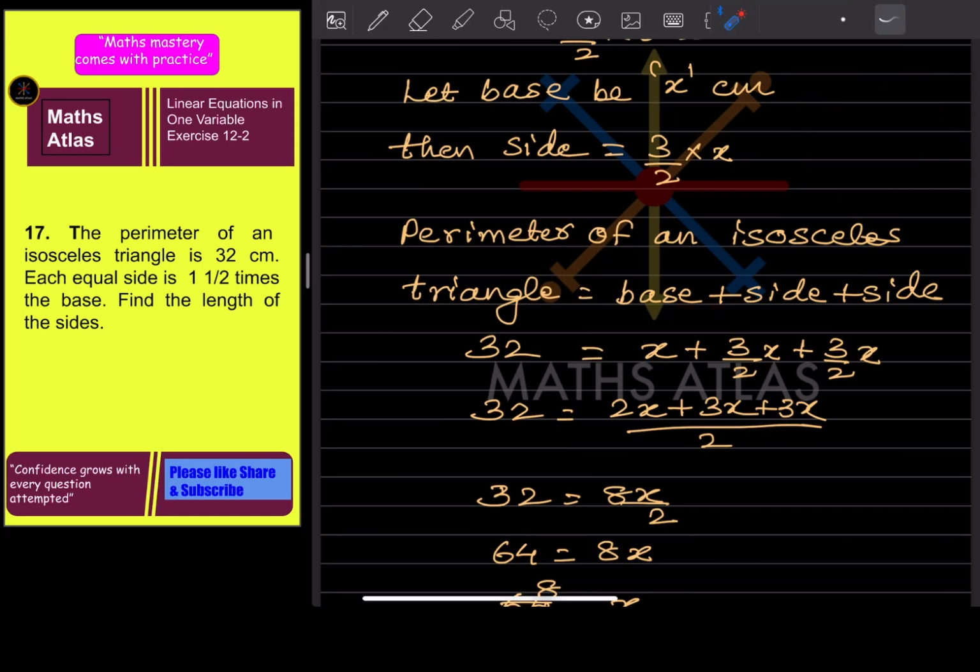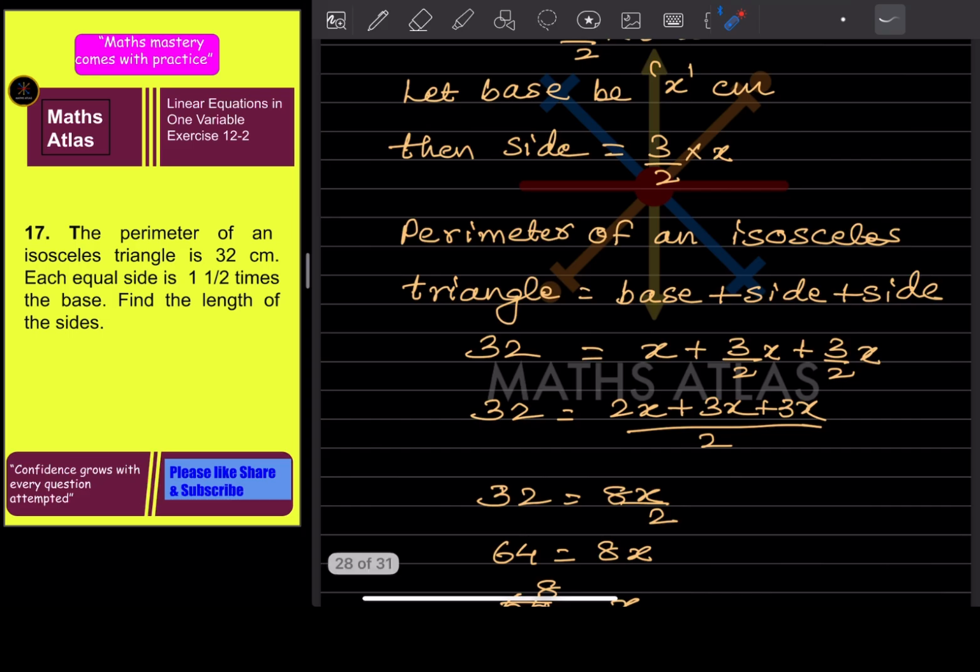We are given that 32 is the perimeter, so below this we write 32. The base we have considered as x, and the side we got as 3 by 2x. So x plus 3 by 2x plus 3 by 2x equals 32. Now the denominators are different, and here it will be 1, so we multiply by 2 because the LCM is 2. So this is going to be 2x plus 3x plus 3x by 2.